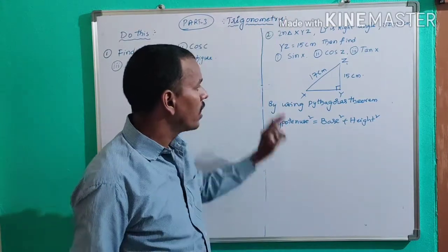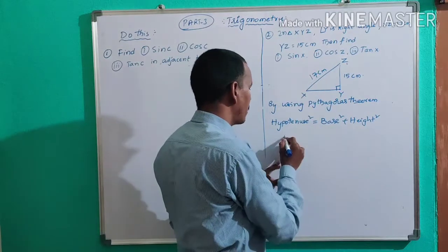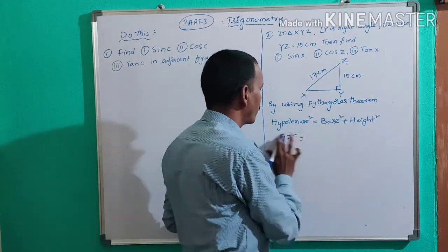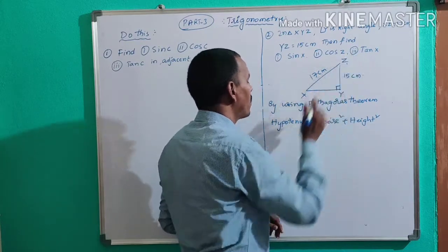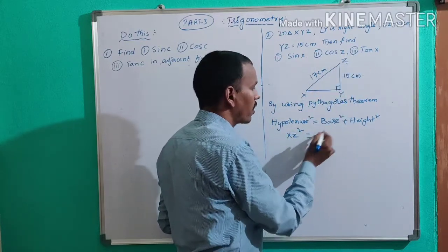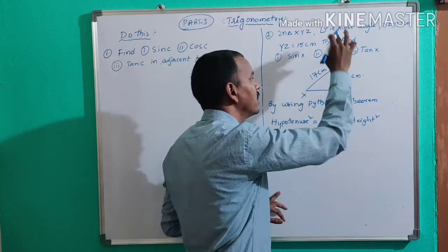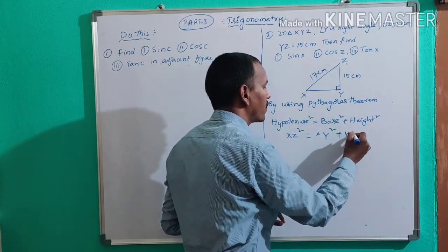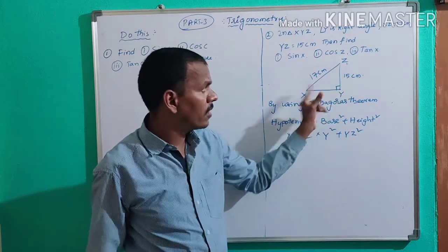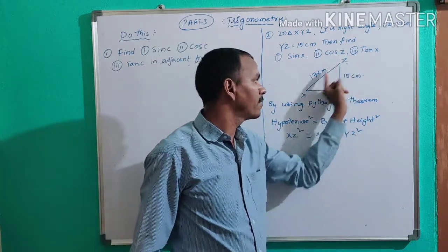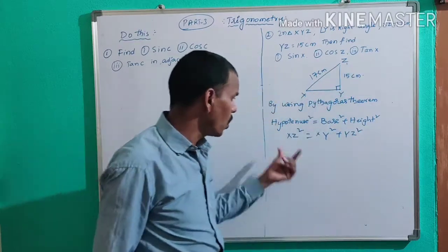So now go to that. Hypotenuse square, 17 square, is equal to base square plus height square. Hypotenuse is XZ square. Base is XY square. And height is YZ square. So when you observe the figure, it is the base, it is the height, and the slope is nothing but the hypotenuse.